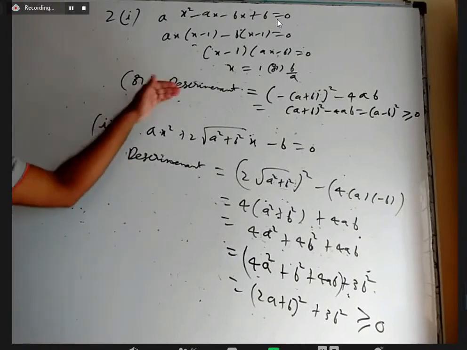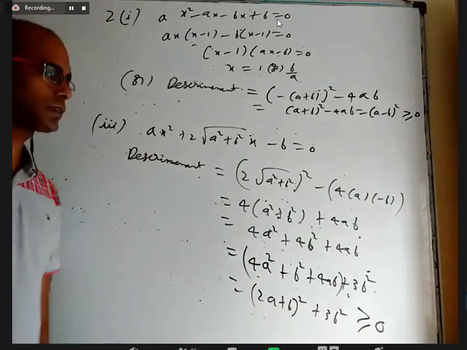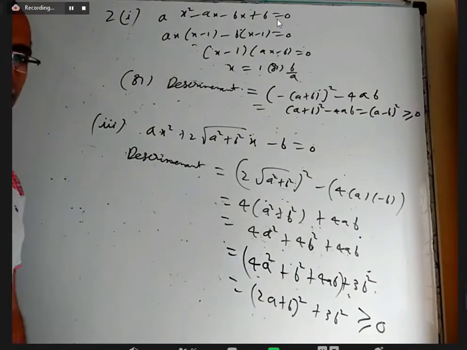Here also we found the discriminant, but here telling it is greater than or equal to 0 is very easy. But here, try some manipulation to get an idea.